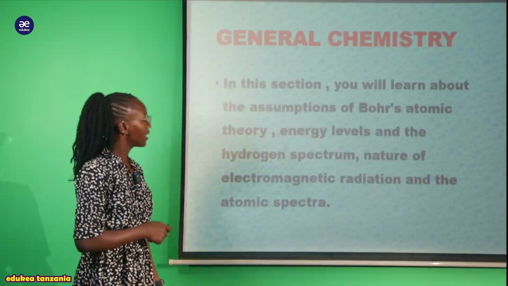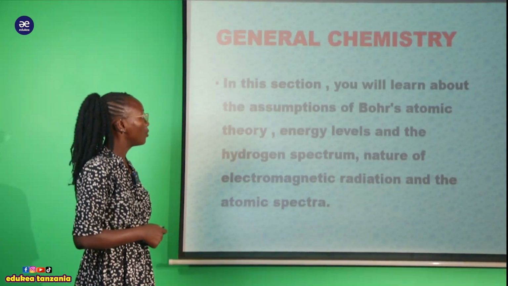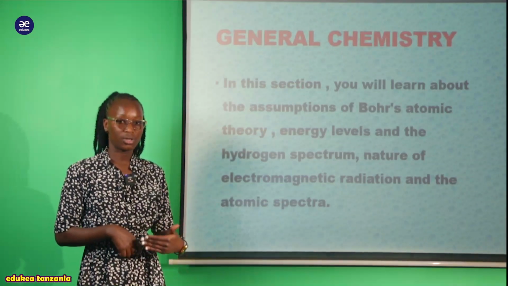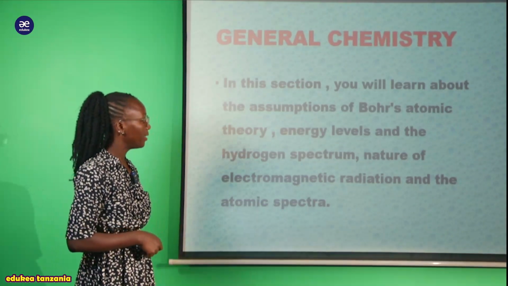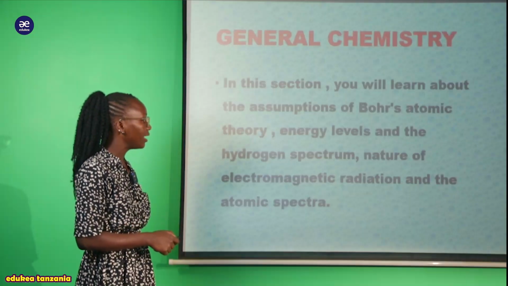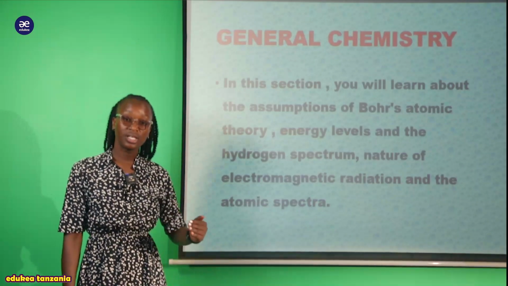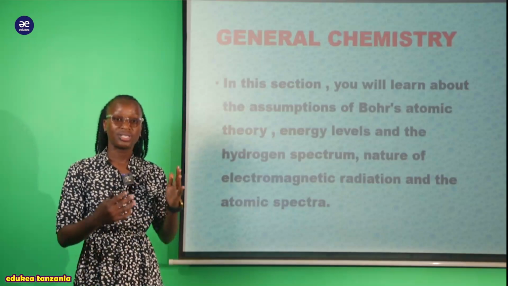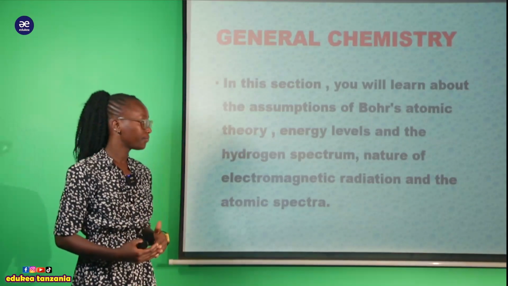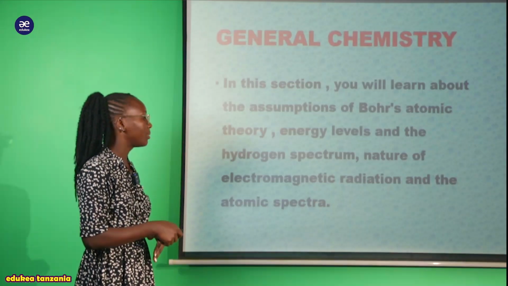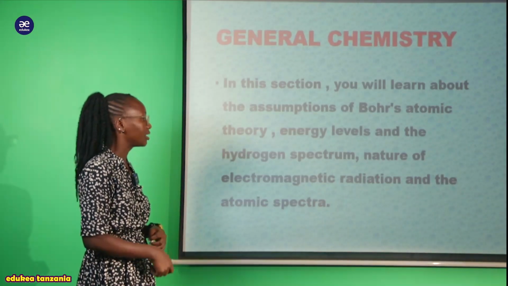So in this section you will learn about the assumptions of the Bohr atomic theory. Tunaenda kuangalia hizo kind of assumption. Lakini pia we are going to learn on the energy level and the hydrogen spectrum. Energy levels lakini pia associated with the hydrogen spectrum. But finally we are going to look on the nature of electromagnetic radiation in the atomic spectrum.